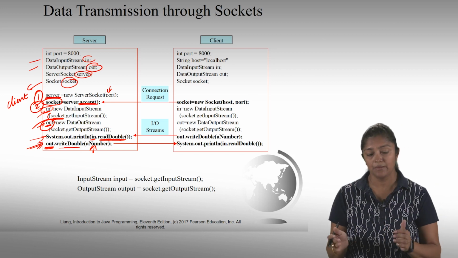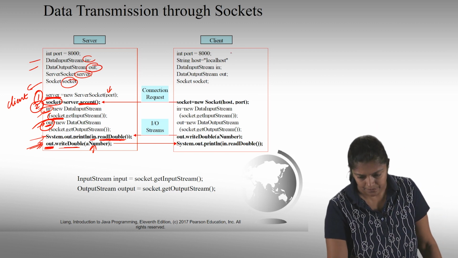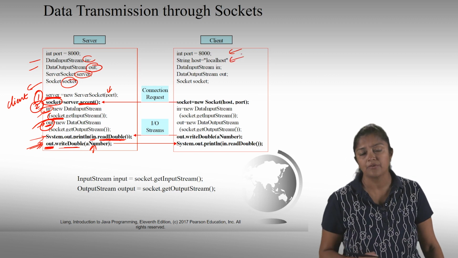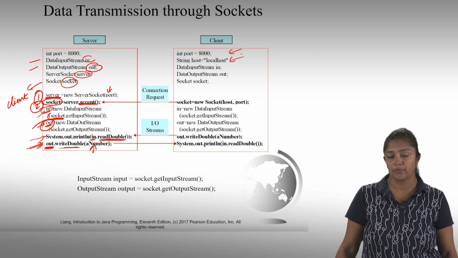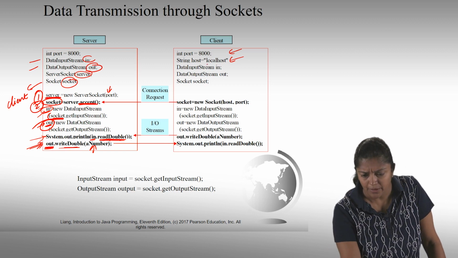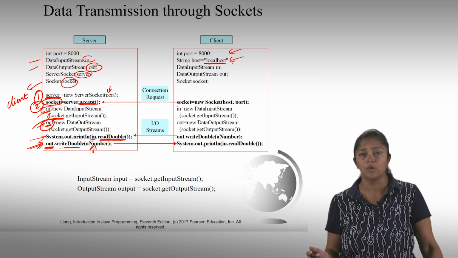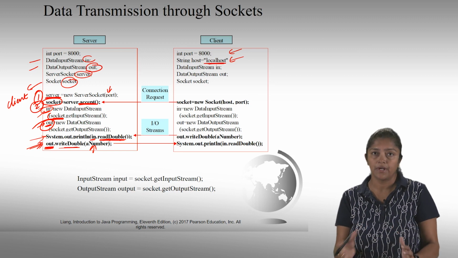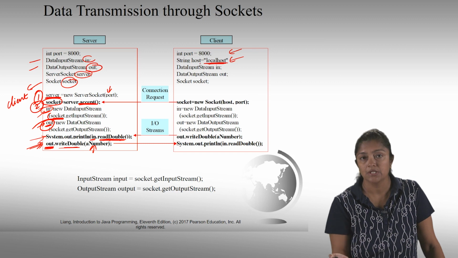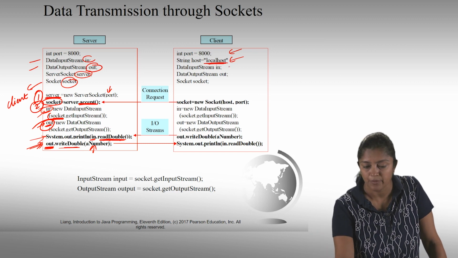Now, in a similar manner on the client side, the client needs to know the port number and the IP address of the server that it's connecting with. In the examples that I show, instead of an IP address, I'm just going to use localhost, which means both server and client are on the same computer. So in that case, we can just say localhost for the host information.